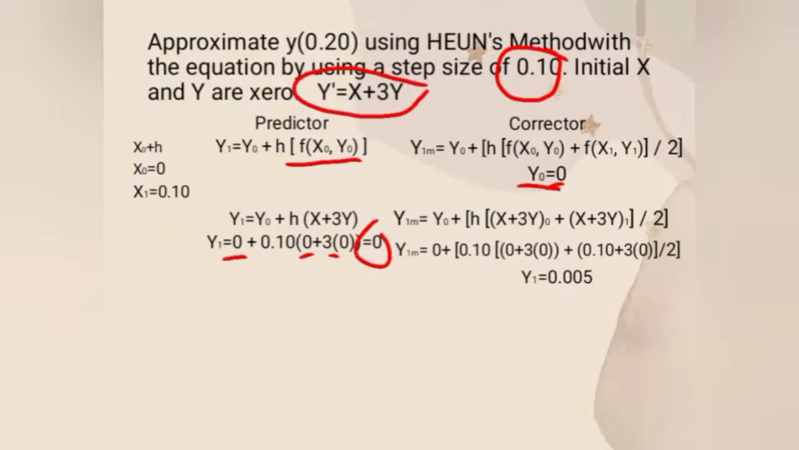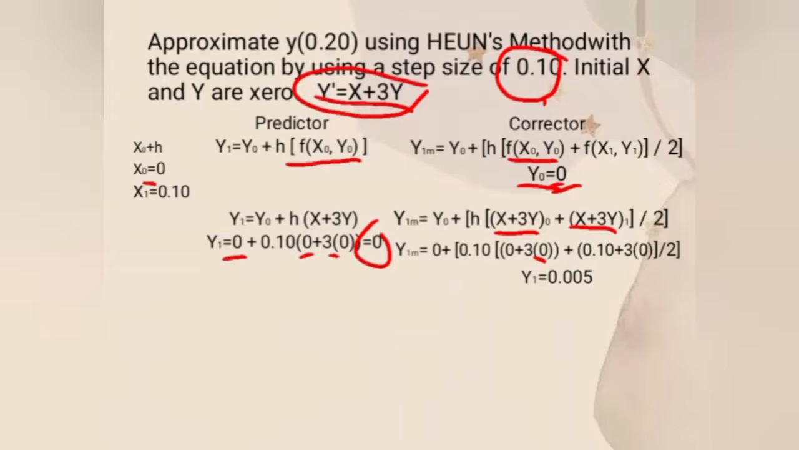Here in the second, in the corrector, we have this formula again given in the previous slide, the function of x and y sub 0. Again, it is given that x plus 3y. So here we have y sub 1m is equal to 0 plus the value of h, which is 0.10, multiplied by the value of x sub 0, again 0, plus 3 times y sub 0, which is 0, again here.